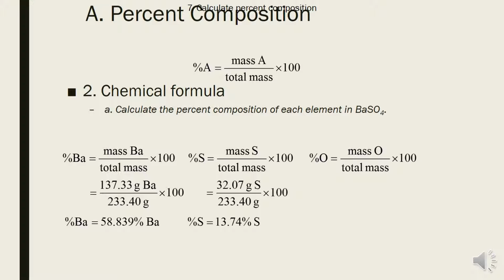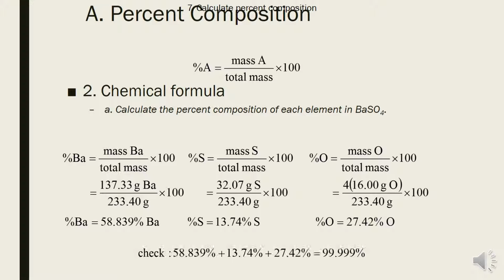And then we'll do the same thing for the oxygen. Notice here, as far as the mass of the oxygen is concerned, 4 times 16, because there's 4 moles of oxygen in every mole of the compound. I can see that in the formula. And then we do the calculation, we get 27.42%.